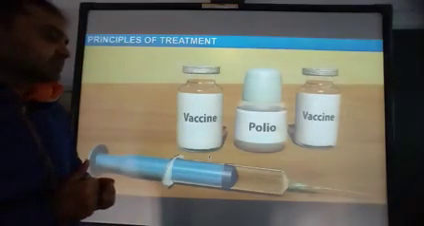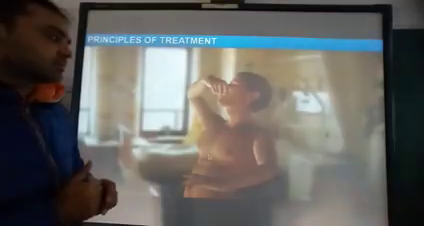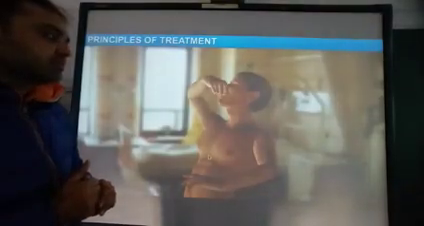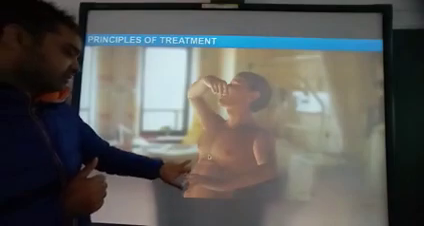Not completely. Symptom-based treatment does not eliminate the causative agents.